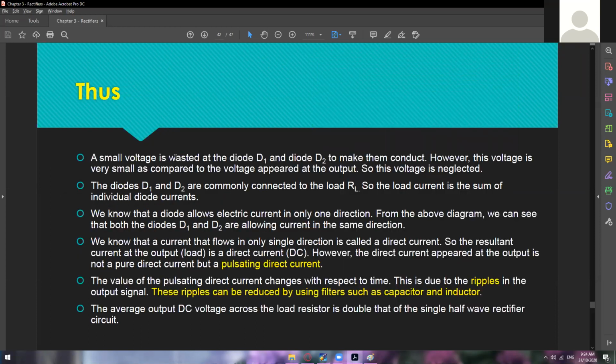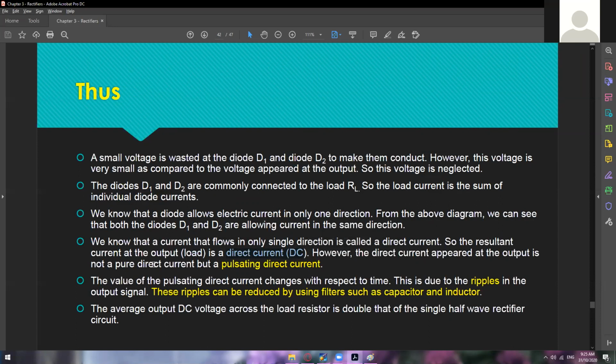Thus, a small voltage is wasted at the diodes D1 and D2 to make them conduct. However, this voltage is very small compared to the voltage appearing at the output, so this voltage is neglected. The diodes D1 and D2 are commonly connected to the load RL, so the load current is the sum of the individual diode currents. We know that a diode allows electric current in only one direction. From the above diagram, we can see that both diodes D1 and D2 are allowing current in the same direction. We know that current that flows in only a single direction is called direct current. So the resultant current at the output load is a direct current, or DC.